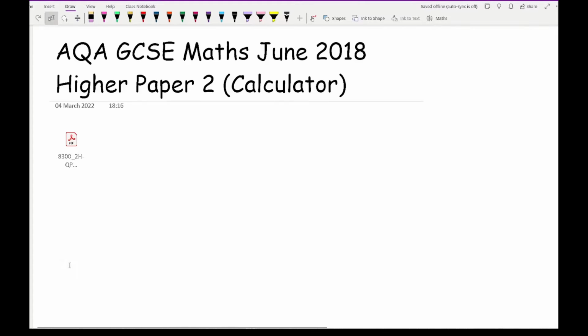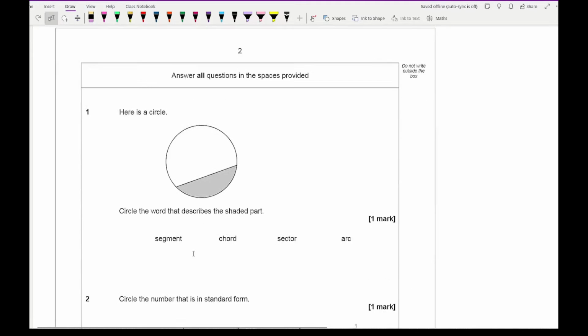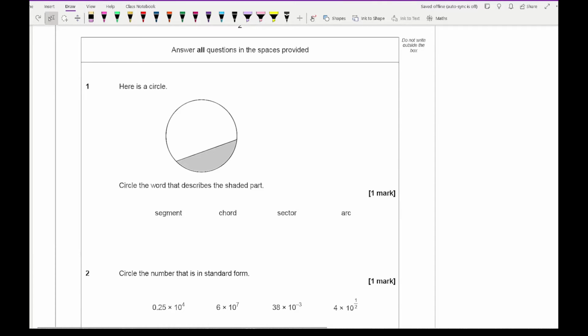So let's get started on this June 2018 Higher Paper 2, which is a calculator paper. Looking at question 1, it says here is a circle, and circle the word that describes the shaded part. For this, hopefully relatively simple, it is the segment.